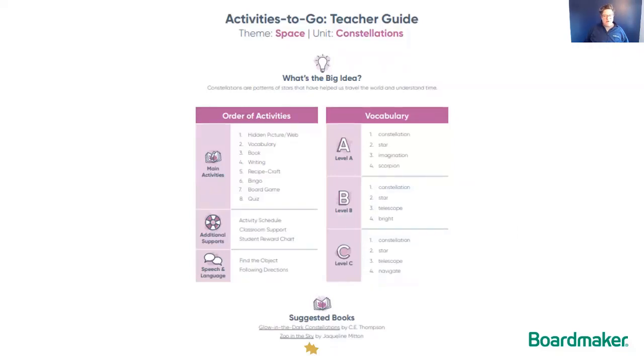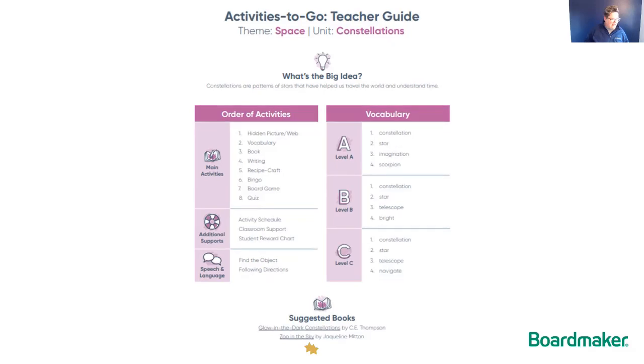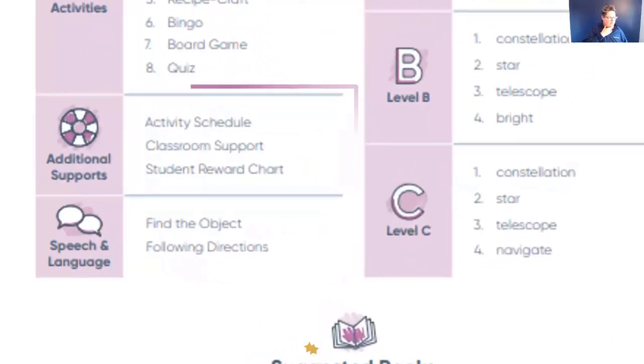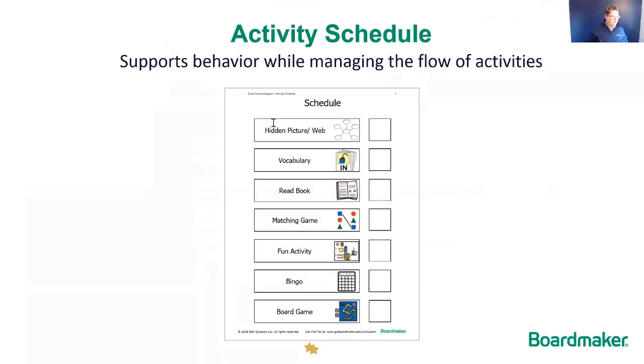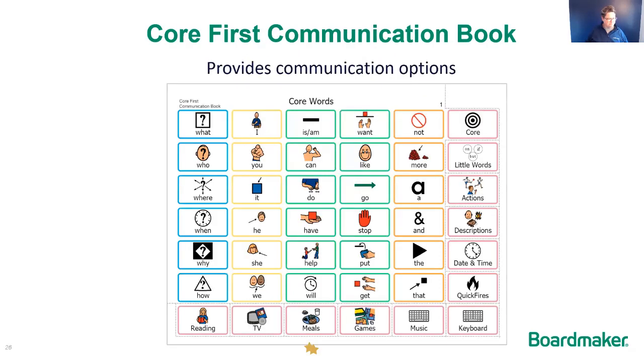So in addition to the main activities, we also have some additional activities. So we've got things like some activity schedules. This is aiming at supporting behaviour when we're managing the flow of activities, and also really useful to keep track of what we've done. It's unlikely that we're going to complete all of these activities in one day or even one week. So we might want to keep coming back to it, and we need to make sure that we see what we've done and what we want to do next.